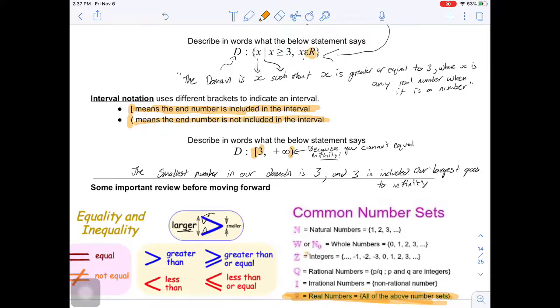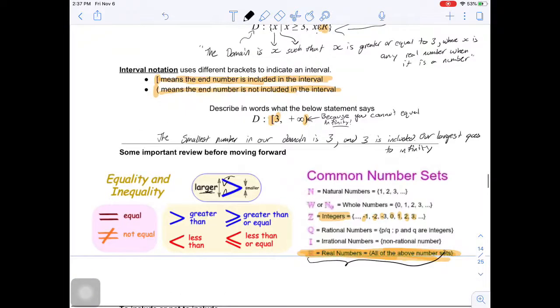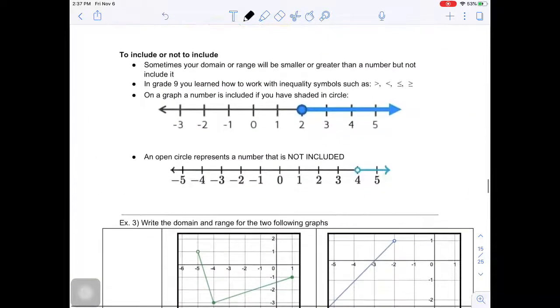integers, which is Z. So integers are -1, -2, -3, 0, 1, 2, 3, and so on and so forth. Okay? But again, you pretty much are always going to state that your domain or range includes all the real numbers. Okay, so let's see some examples here.